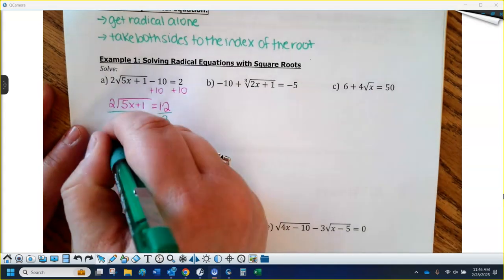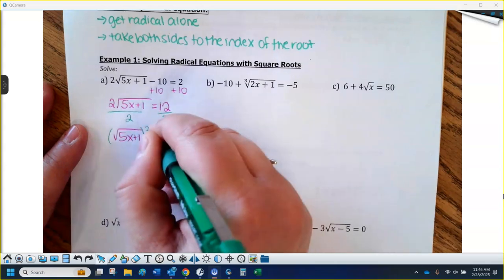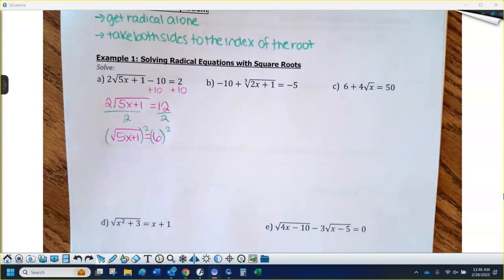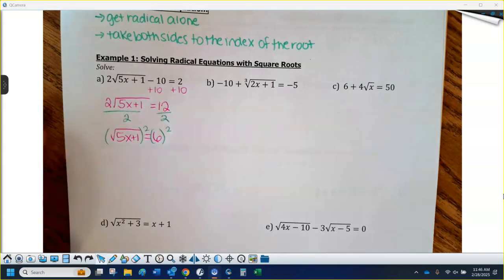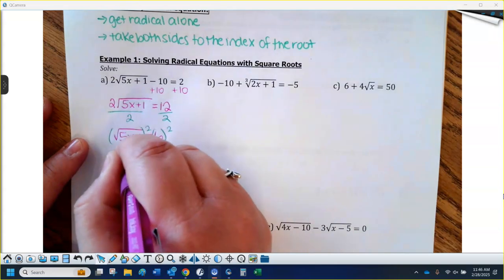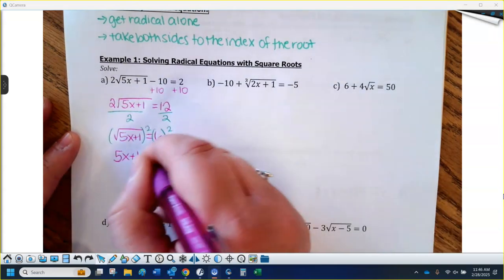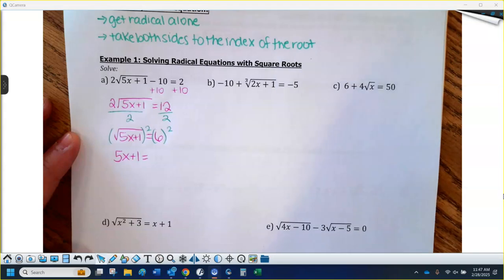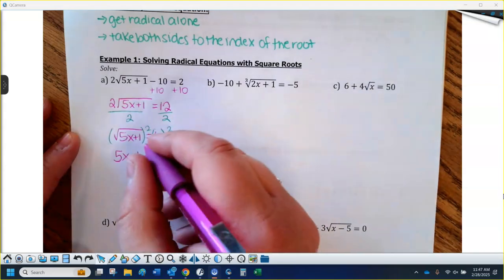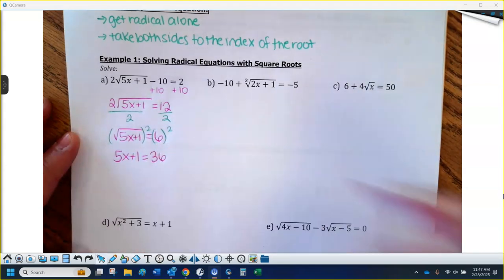What you want to do here, since this is a square root, is take both sides. The index there would be 2, so I'm going to square both sides, or take both sides to the second power. On the left, the square root and squared cancel each other out, so you get 5x plus 1. On the right side, you have to square 6. That might be where you want to grab your calculator. So this is just going to be 36.